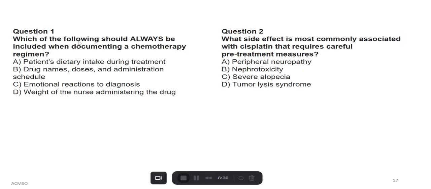Question 1. Which of the following should always be included when documenting a chemotherapy regimen? A. Patient's dietary intake during treatment. B. Drug names, doses, and administration schedule. C. Emotional reactions to diagnosis. Or D. Weight of the nurse administering the drug.